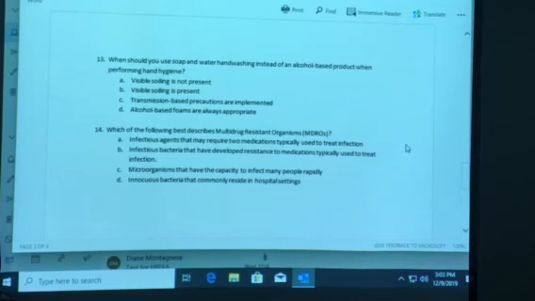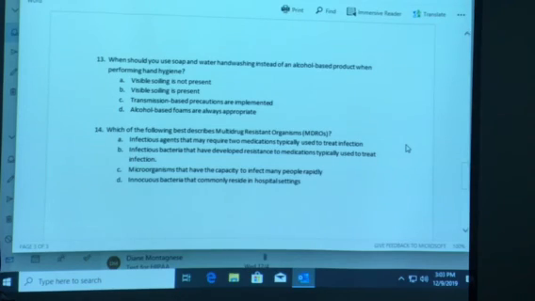Question number 13. When should you use soap and water hand washing instead of alcohol-based product when performing hand hygiene? A, visible soil is not present. B, visible soil is present. C, transmission-based precautions are implemented. D, alcohol-based foams are always appropriate.